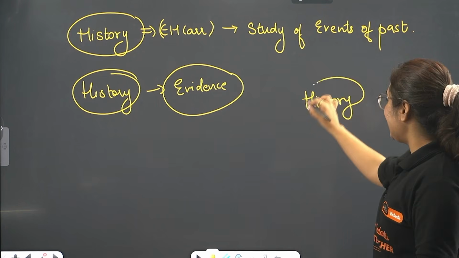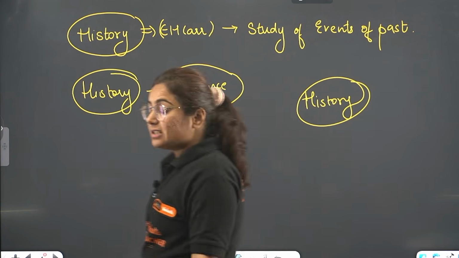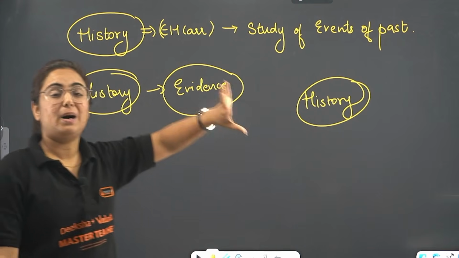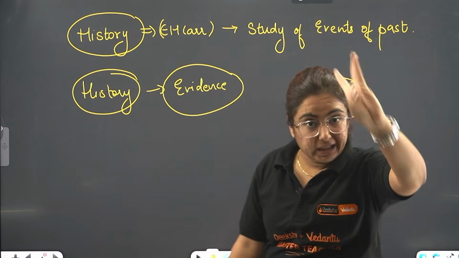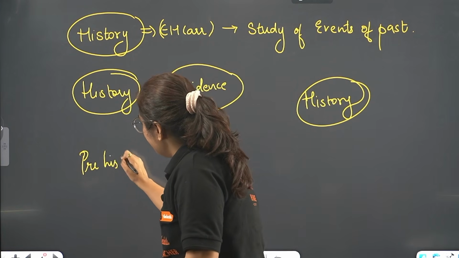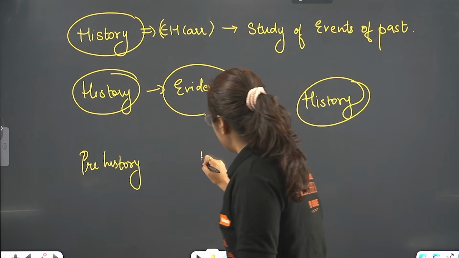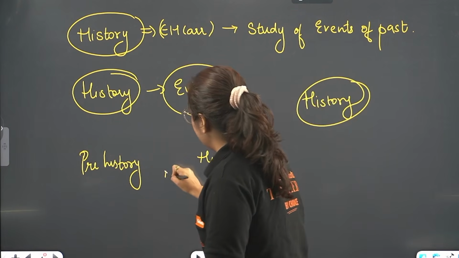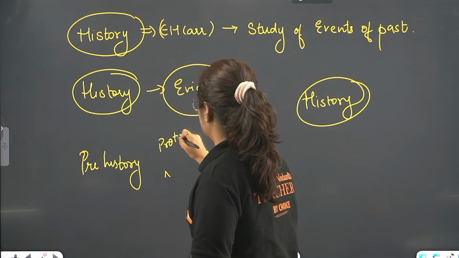To understand that nicely, beta, history is divided into three terminologies, or the study of the past events is divided into three terminologies. One is prehistory. Okay, that is prehistory. The second one is history, and one more here in between, that is proto-history.